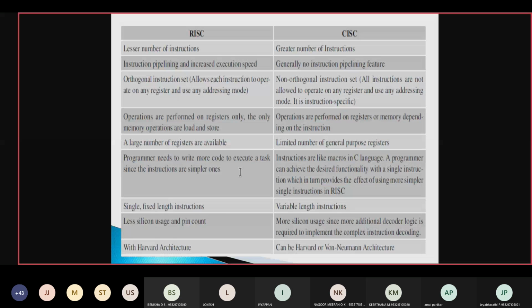Next, a programmer needs to write more code to execute a task since the instructions in RISC are simpler. Whereas in CISC, instructions are like macros in the C language. A programmer can achieve the desired functionality with a single instruction, which in turn is more effective than using the simpler single instructions of RISC. Here in RISC the instructions are single fixed-length instructions, whereas CISC has variable-length instructions. Some instructions are 1 byte, some are 2 bytes, like that. Also, less silicon usage and pin out.